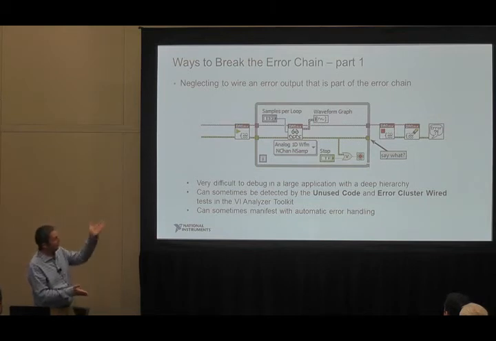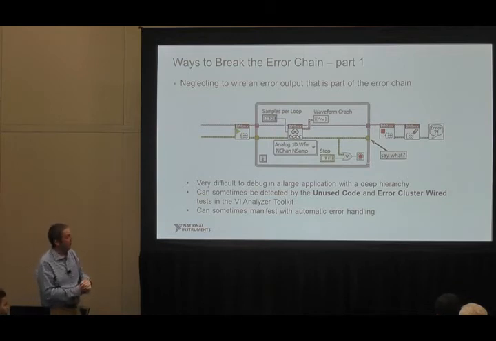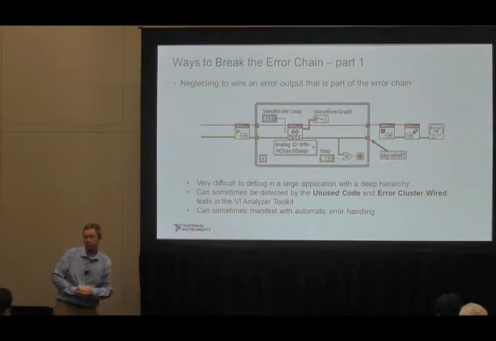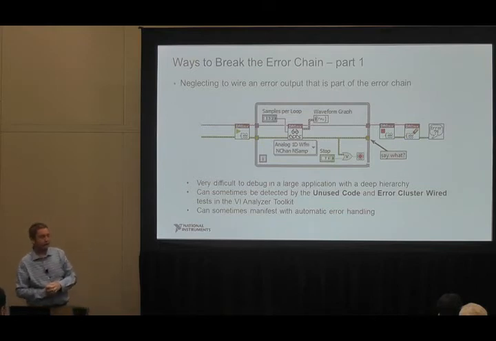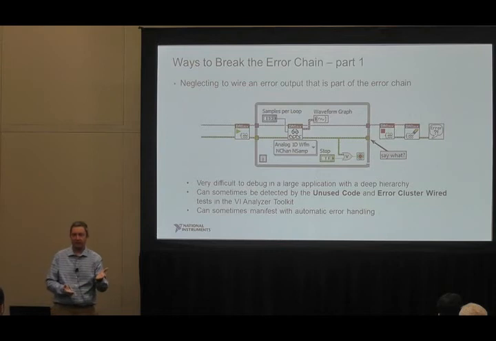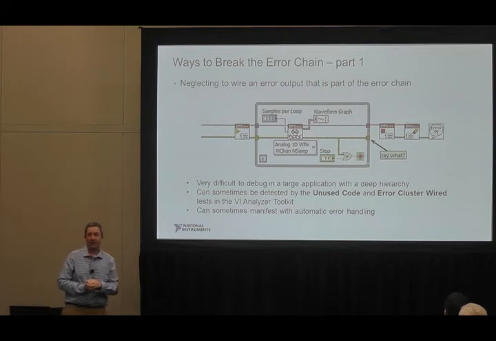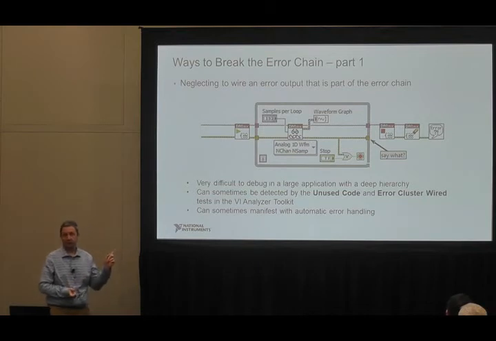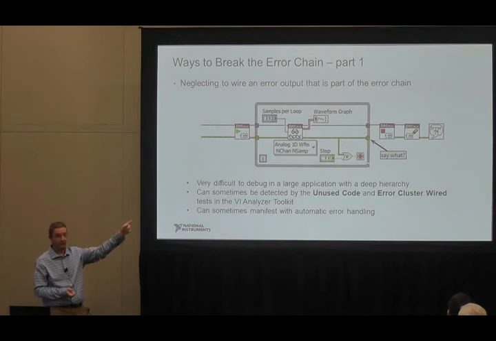So there are a few tests in the VI analyzer that can help detect this issue. One of those tests is the unused code test. A lot of people think, oh, that's just going to find an add primitive that doesn't have its output wired or something. It will find that. It'll also find cases where you take a value, wire it to a loop border, and then don't do anything with that value, which is exactly what's happening in this screenshot here. So the unused code test in the VI analyzer would detect this.